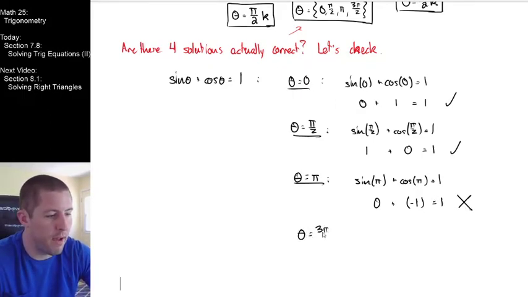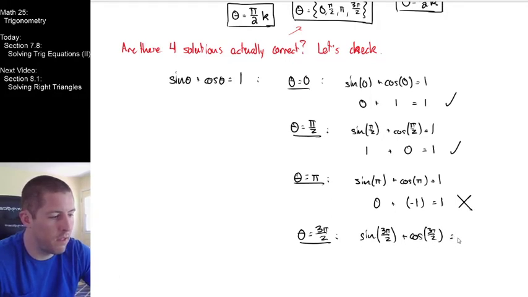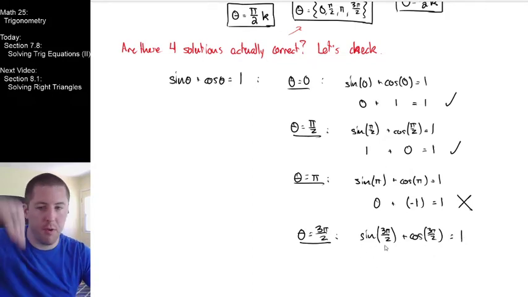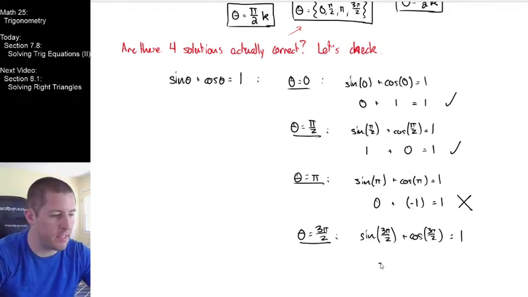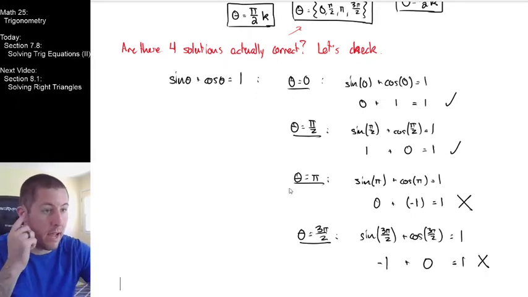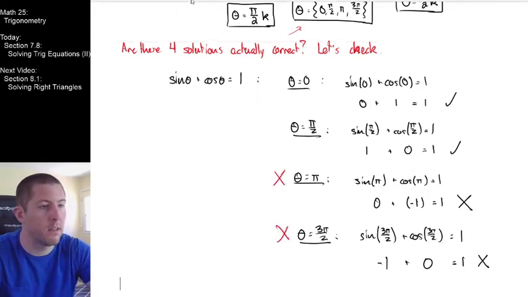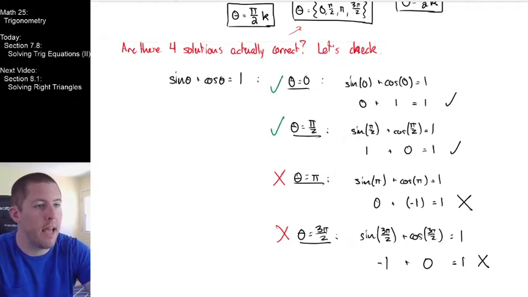What about 3 pi halves? Well, we got sine of 3 pi halves plus cosine of 3 pi halves equals 1. Well, sine of 3 pi halves is pointing straight down. That's going to give us negative 1. Cosine of 3 pi halves has no left-right amount, so that's 0. That's equal to positive 1? No, it's not. So what the heck just happened right here? It looks like these two were wrong, and it looks like these two were right. Why did this happen?